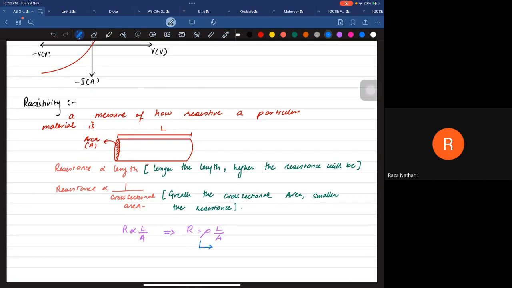This rho is called resistivity. Its SI units are ohm meters. It is a unique value for each material, and also this is a scalar quantity. You guys need to remember that. All right.